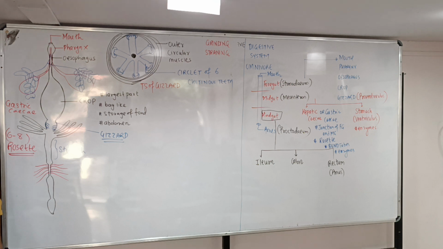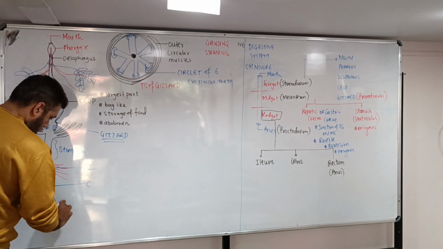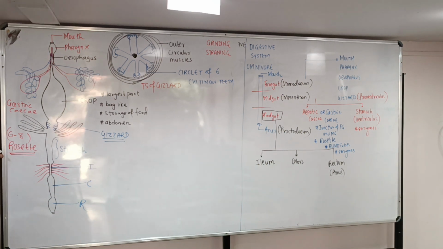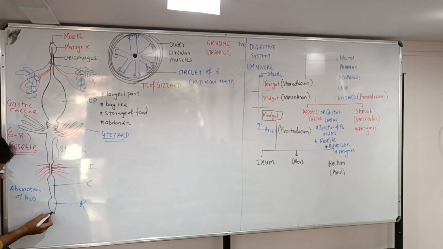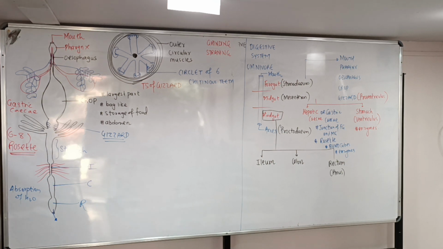Is it clear, everybody? The last part, what is the last part? Hindgut, which shows the presence of the ileum, colon and the rectum, okay? The colon and the rectum help in the absorption of water, especially the rectal part. They help in what? Absorption of water. As a result, the feces that come out, will they be soft or very hard?